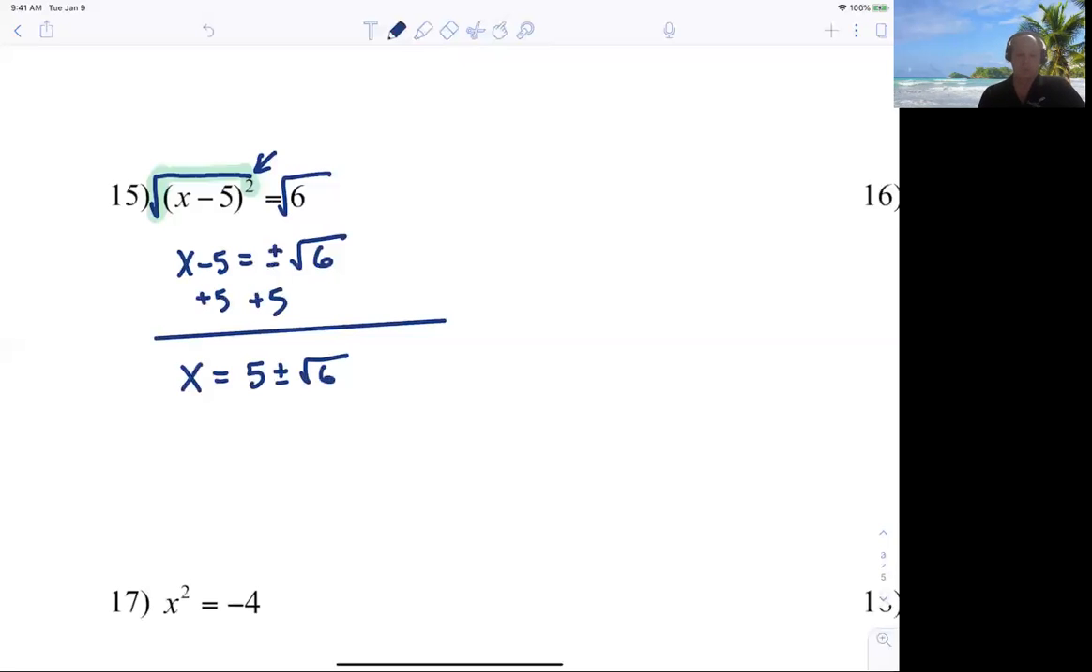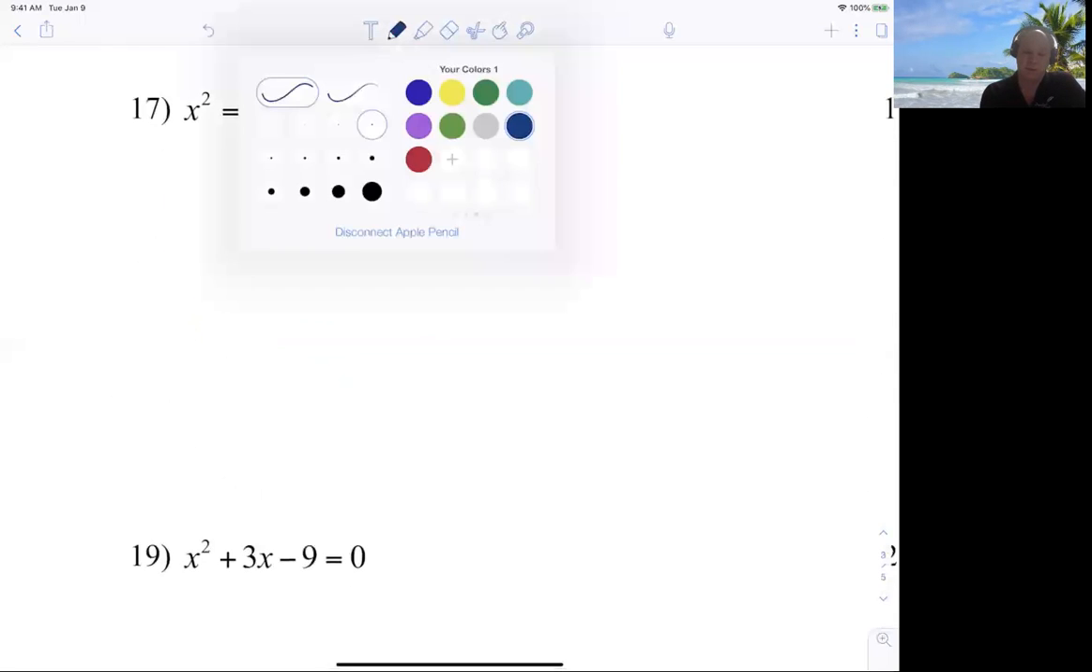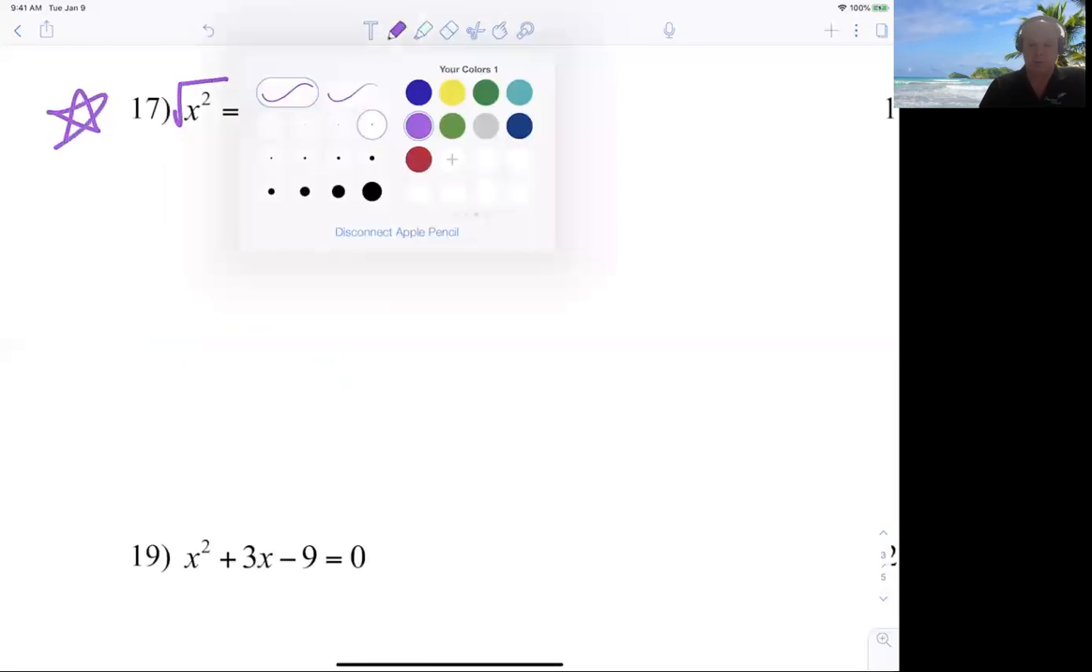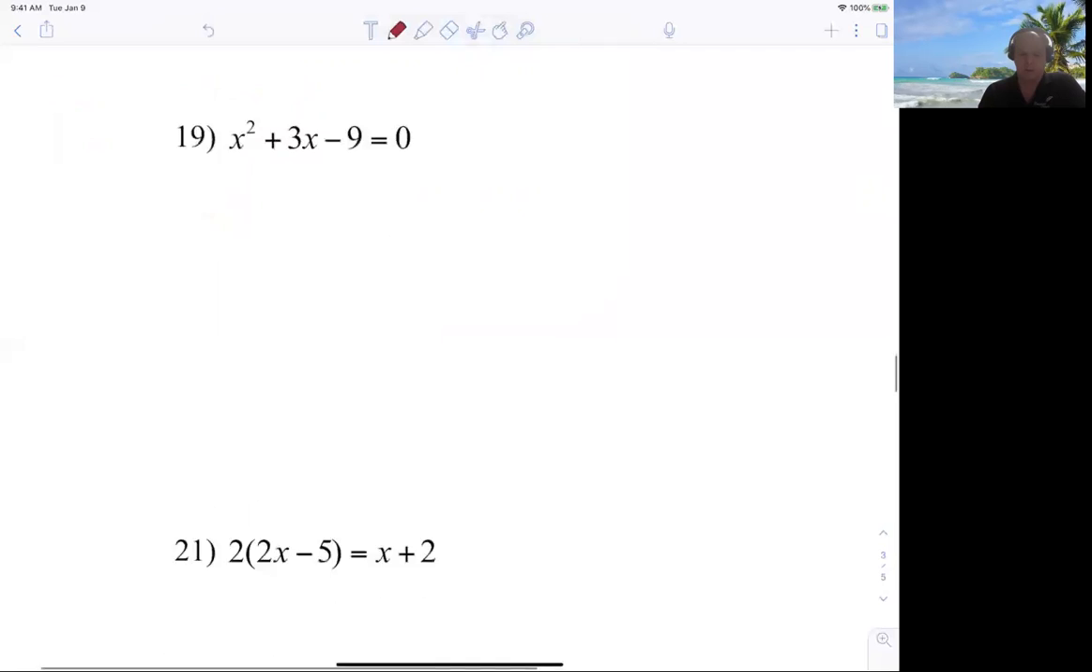Okay? Now, 17 is an interesting problem. The reason I say it's interesting is because everybody knows that to solve a square, we take the square root of both sides. When I take the square root of both sides, the first thing you should notice is there's no number that will give a negative when square rooted. So you have to put a star by this problem. You have to remember, because the inside of the square root is negative, we say there is no solution.